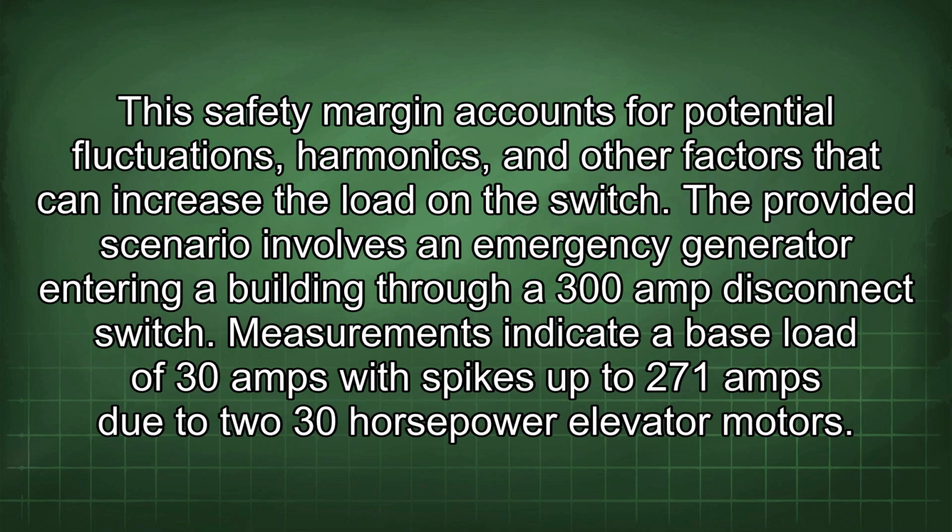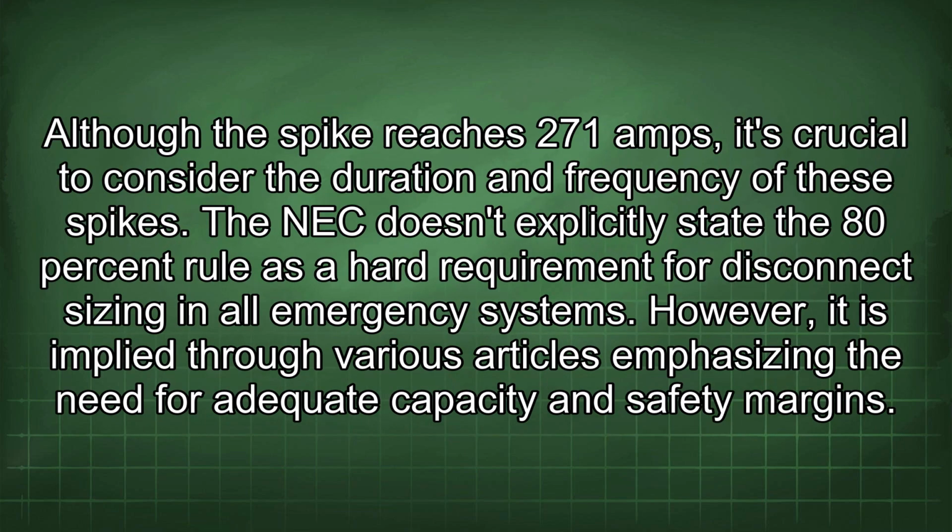The provided scenario involves an emergency generator entering a building through a 300 amp disconnect switch. Measurements indicate a base load of 30 amps with spikes up to 271 amps due to 230 horsepower elevator motors. Although the spike reaches 271 amps, it's crucial to consider the duration and frequency of these spikes.